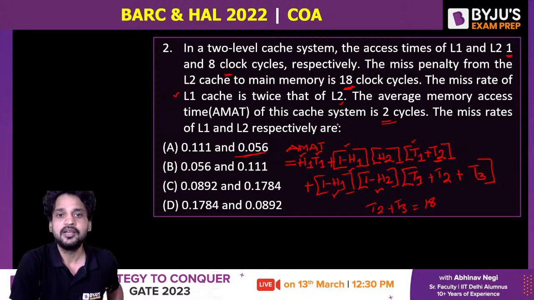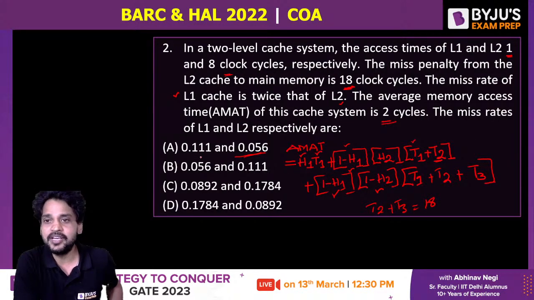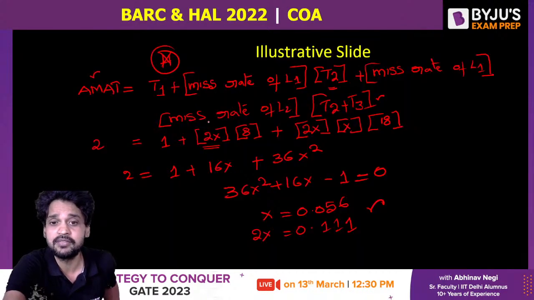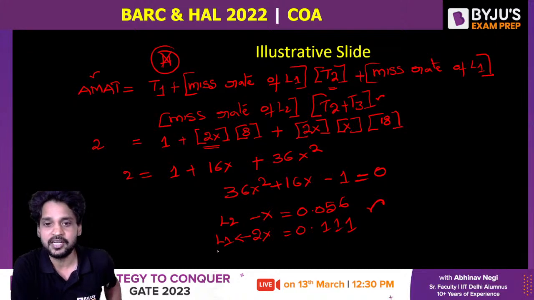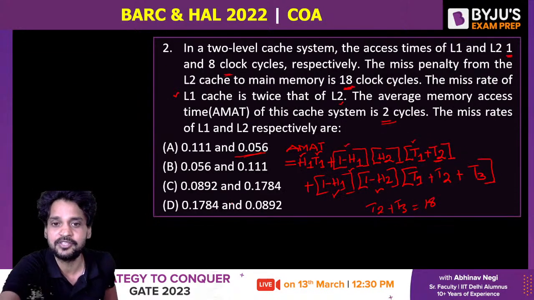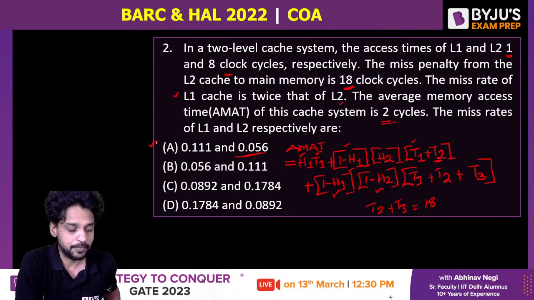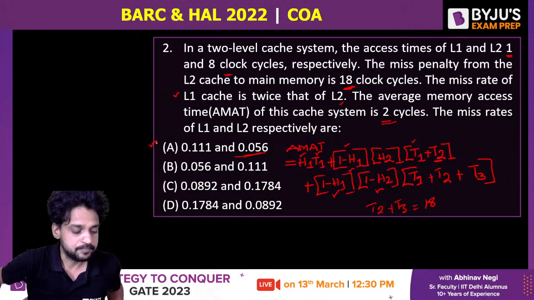So option A is correct, because we are asked for the L1 and L2 miss rates. L1 miss rate is 2x, right? This 2x is L1 and this x is L2. Yes, we solved it correctly. L1 miss rate is 2x, which is 0.111. L2 miss rate is equal to 0.056. Option A is correct. Can you go to the next question?